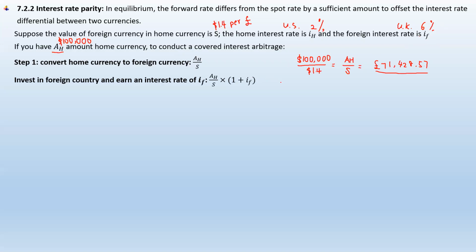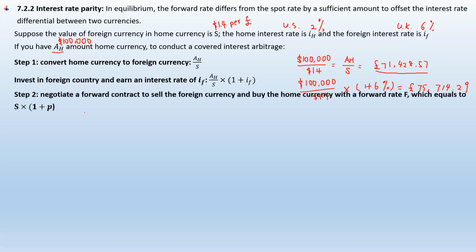And the second step, we deposit this amount of British pounds in a bank and earn 6% interest. So this is the 100,000 US dollars divided by 1.4, which is these 71,000 British pounds, times 1 plus 6%. So this is the ending balance after a certain time, in our case 90 days. And the ending balance in British pounds is equal to 75,714.